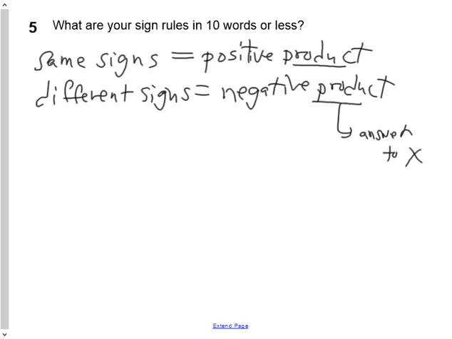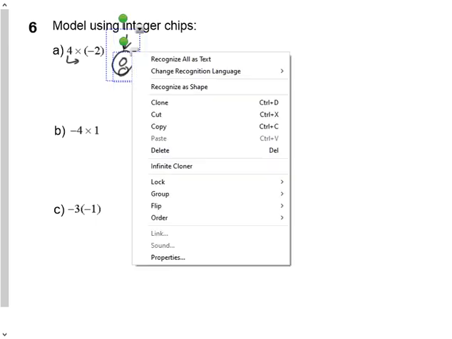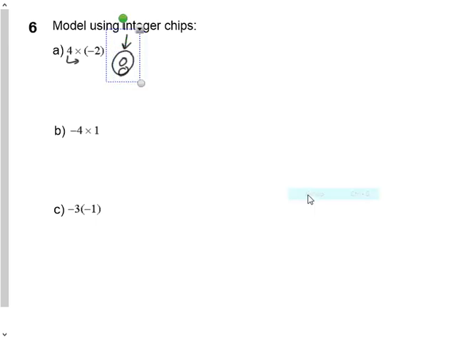Question 6 is model using integer chips. So the first one says adding four groups. If I interpret it, adding four groups of negative 2. So there's a group of negative 2, and if I put a circle around it and bring it in, that's adding one group of negative 2. And if I take that and infinite clone it, I have adding two groups of negative 2, adding three groups of negative 2, adding four groups of negative 2 is what that would be. And of course, when we look at that, 4 times negative 2 would be negative 8.